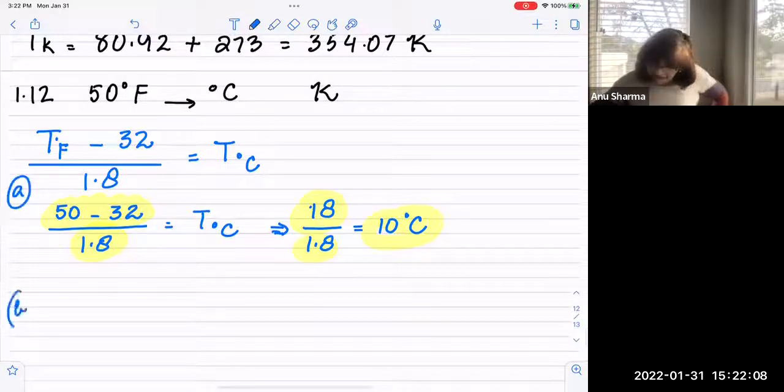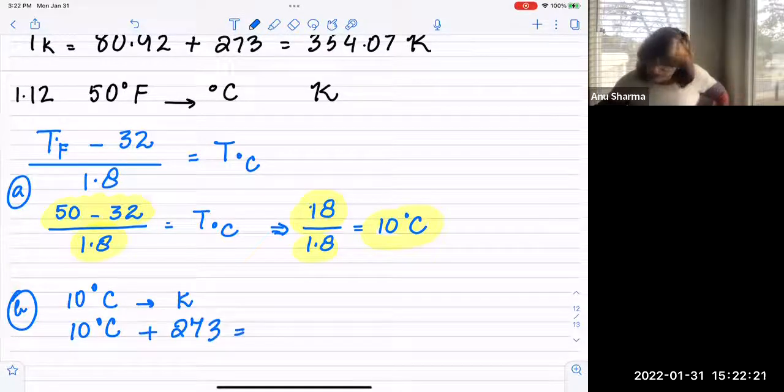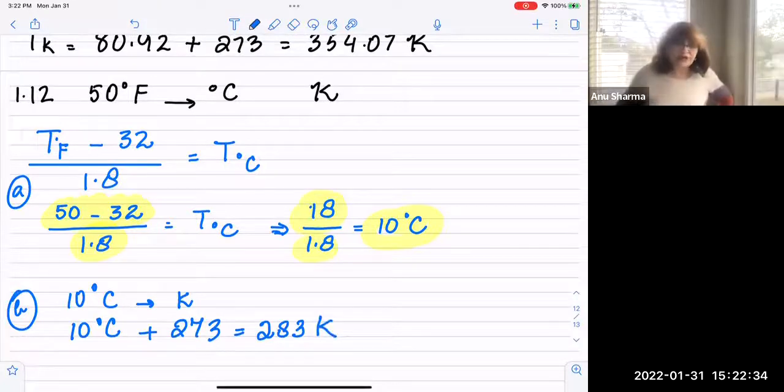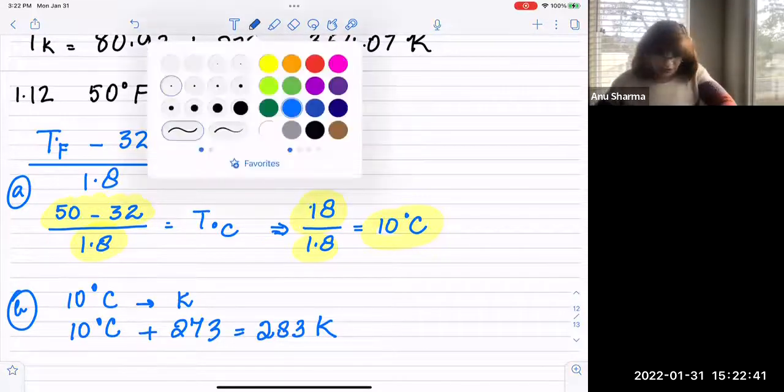And then the second is to convert the 10 degrees Celsius to Kelvin. So we have 10 degrees Celsius plus 273, and that gives you 283. For Kelvin, we don't put degrees. That's another thing, pay attention to that. Kelvin is just Kelvin, no degrees. Okay, all right. So this finishes all the learning check problems from the chemistry second edition book of OpenStax.